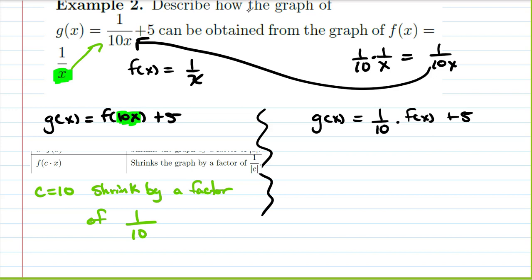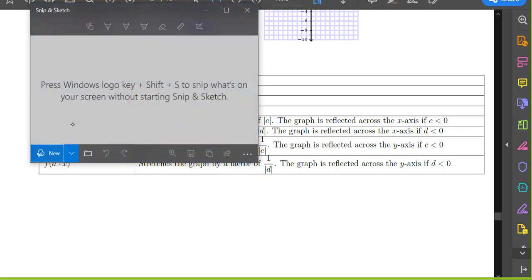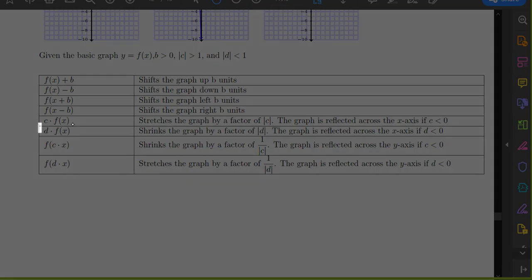Well, now let's jump over to this one. On the outside, I am multiplying by 1/10. So that's on the outside, and then this time we look at C and D. Is 1/10 bigger than 1 in absolute value, or is 1/10 smaller than 1 in absolute value? Well, it's smaller, so in this case it's going to be a D.